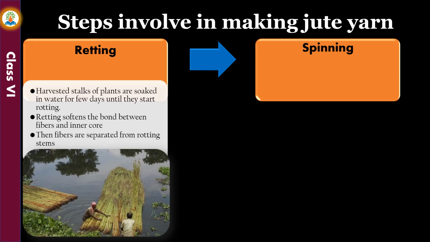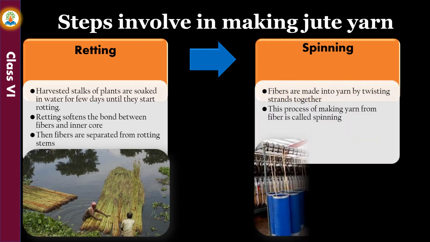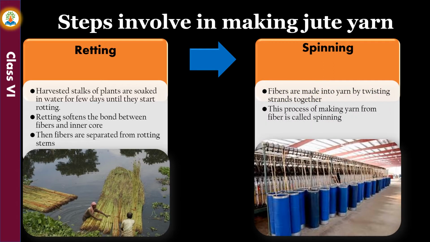Retting softens the bond between fibers and inner core. Then fibers are separated from rotting stems. Fibers are made into yarn by twisting strands together. This process of making yarn from fiber is called spinning. The strong threads made from jute fiber are used in making sacks. Jute yarn and twines are also woven into curtains, chair coverings, carpets and rugs.